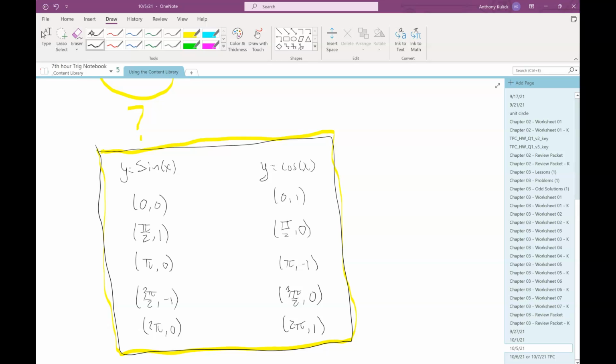So I have a set of points for sine, a set of points for cosine. Okay with that? Let's give you the content. Yep, it's all in the content library also. Here, I'll do this, make it easier to find.